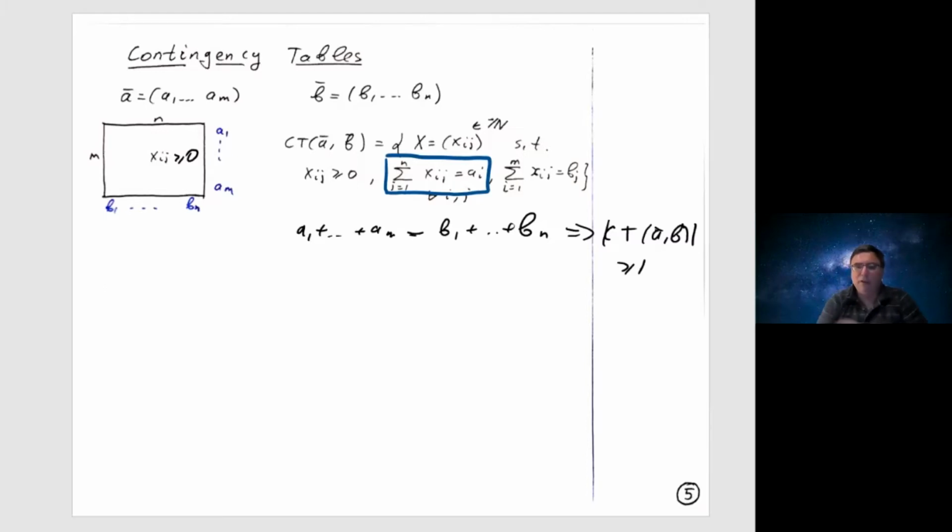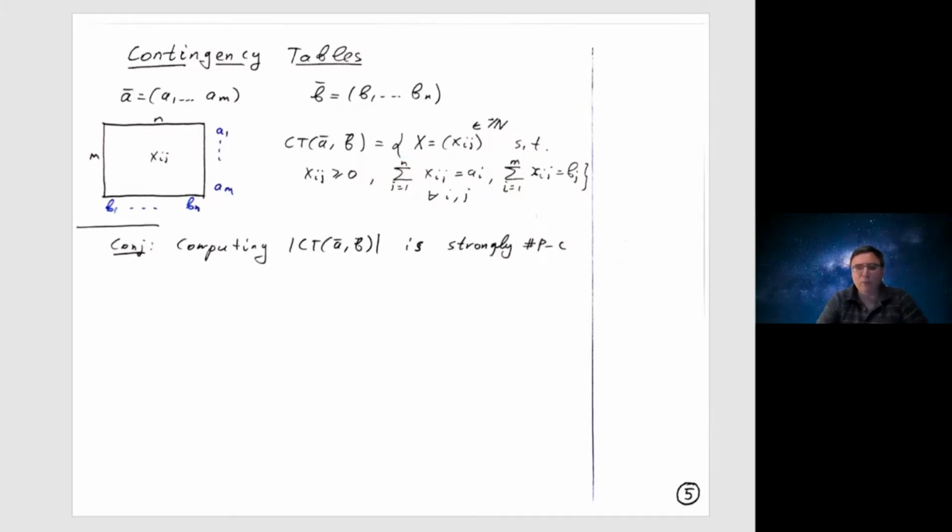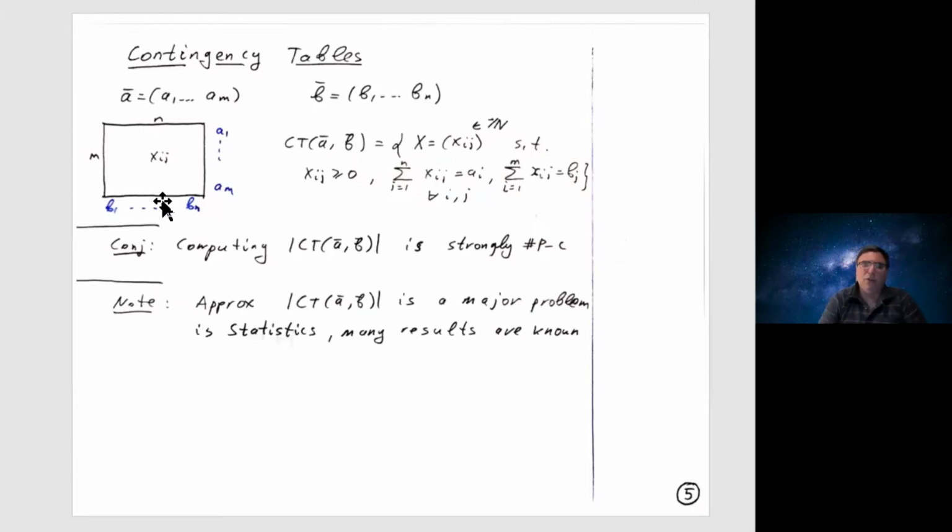Everyone clear about the number of contingency tables? And again, in this case, it is a conjecture that the number of contingency tables is strongly #P-complete. We don't know that, and we're not particularly close. And let me mention a similar note to the one I said before. Approximating the number of contingency tables is a major open problem.